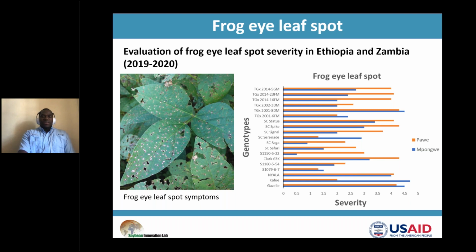And we noticed that the severity of these genotypes was quite high, going all the way up to a 4.5 score. But we also observed that some of the entries were quite resistant, with low disease severity, like Saga and Serenine, and probably these could be good candidates for sources of resistance. Further studies are required for that purpose. Next slide, please.